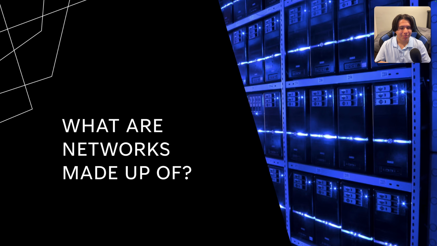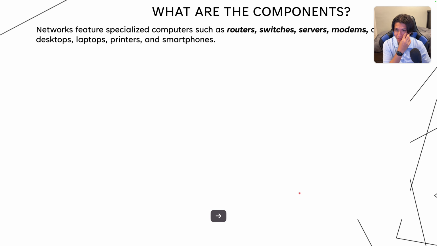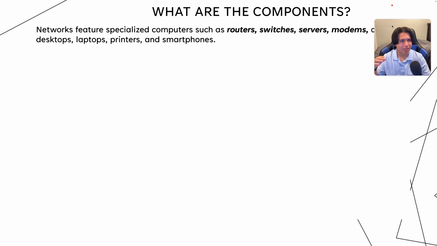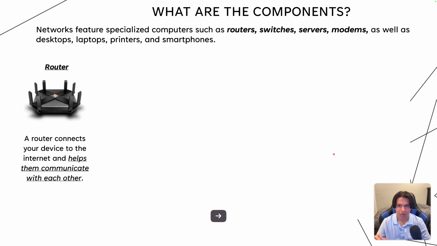So what are networks made up of? These are going to be the components of a network. Networks feature specialized devices such as routers, switches, servers, modems, as well as desktops, laptops, printers, and smartphones. Now, this isn't everything that a network is made up of. There are more devices, but for this slide and for this video, these are just going to be the 4 concepts that I'm introducing. So, a router.